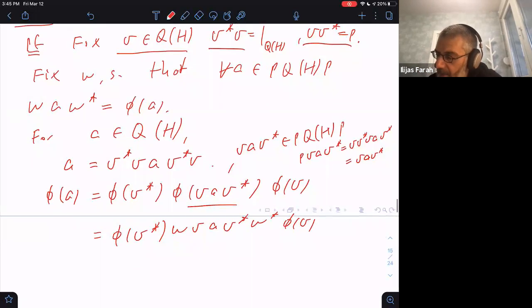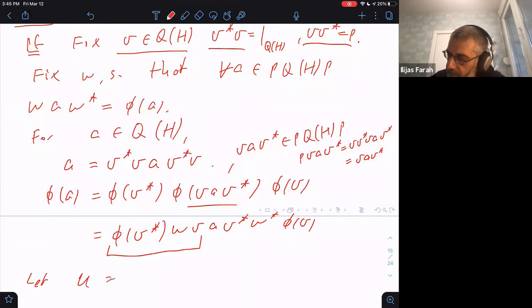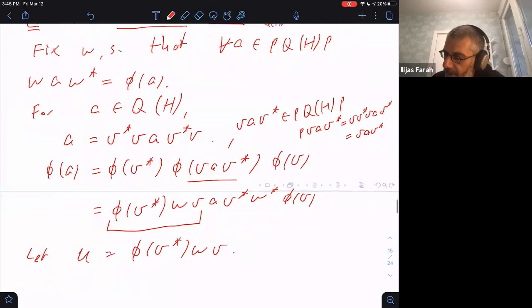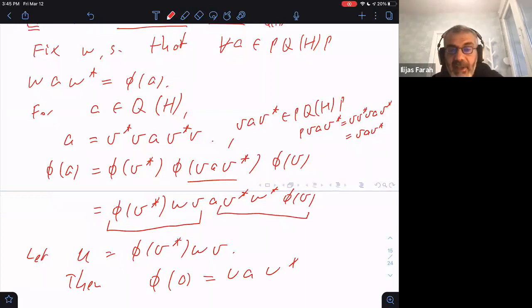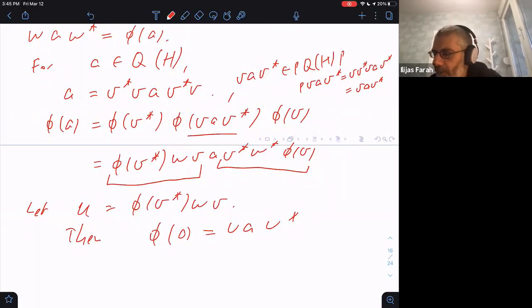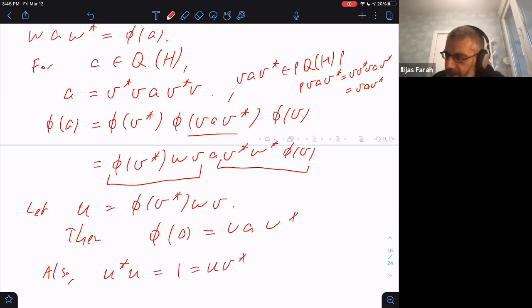And now, what do we have? Let U be phi of V star W V. Well then, phi of A is U A U star. Right, this here is exactly U star. You can see it by conjugating term by term. And moreover, U is a unitary, which basically follows from here, but you can just check that U star U is equal to 1, and U U star is also equal to 1. Just basically the fact that W is a unitary and that V is an isometry.